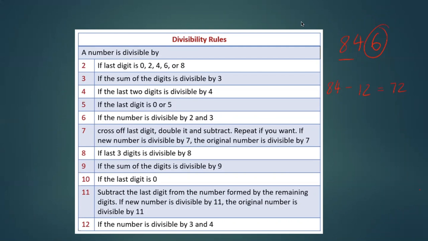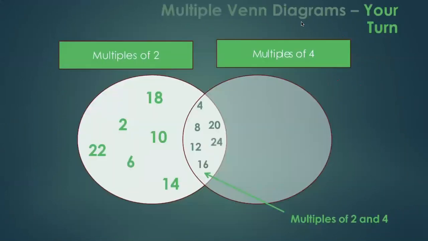So that's the 7s. The 11s: if you subtract the last digit from the number formed by the remaining digits, and the new number is divisible by 11, then the original is divisible by 11. Now, there's another rule for this one as well.